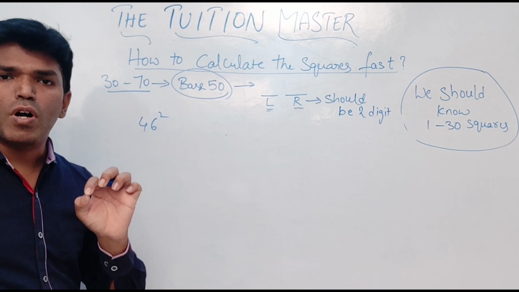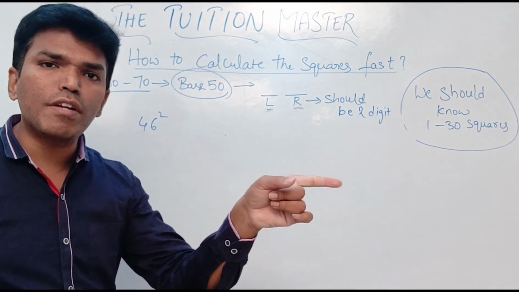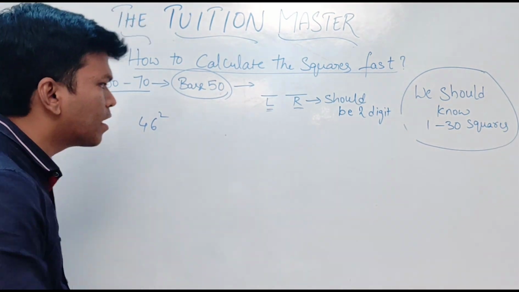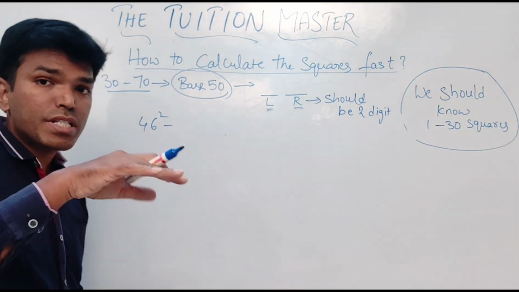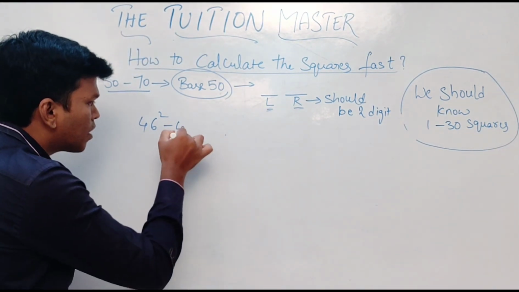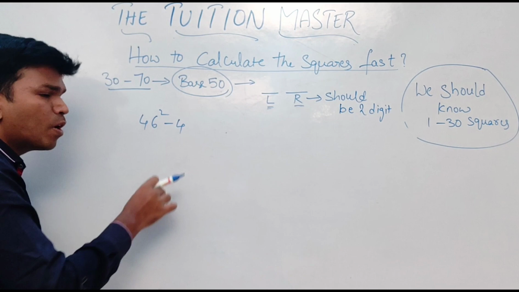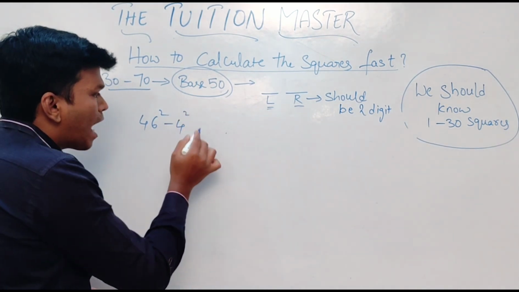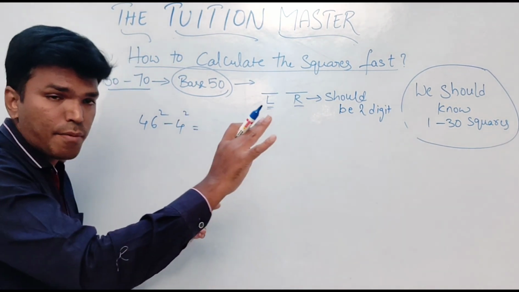46. Now you tell me, is 46 less than 50 or more than 50? It is less than 50. That's why I'm putting minus. How much less? 4. So it is less than 50 by 4. As I told you, the procedure is the same.